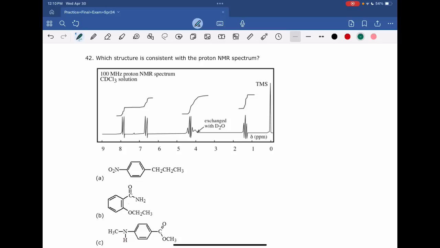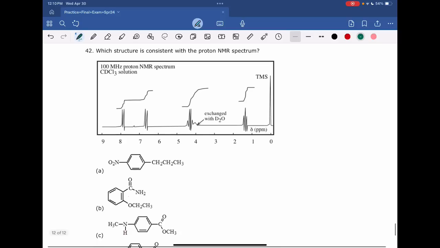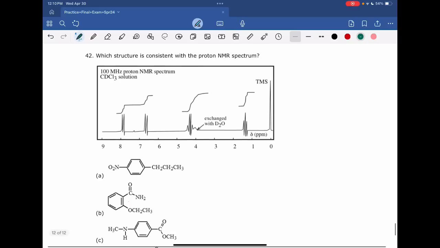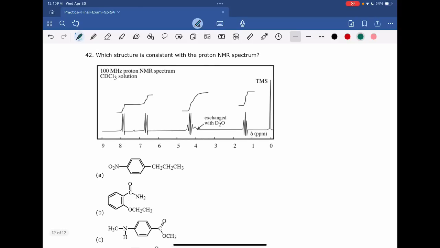This is an NMR question, and honestly, if I was taking this in a real exam, I would leave these for last. NMR is what I hate the most, and unless you're really good at it, I will leave this for last because this is very time consuming. But anyways, let's do this.